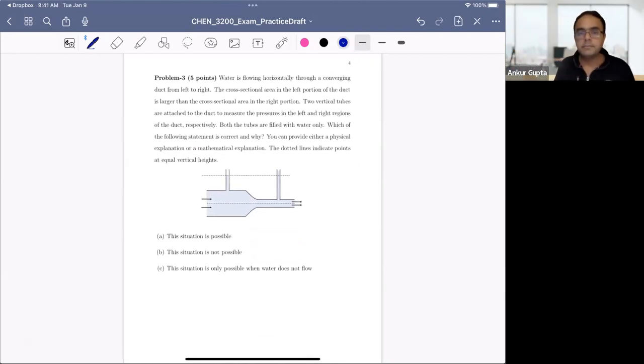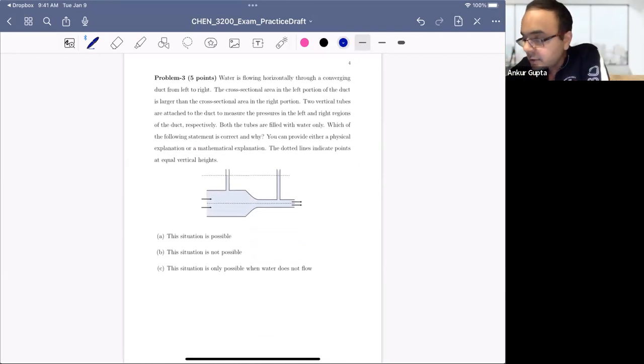All right, third problem. It's saying water is flowing horizontally through a converging duct from left to right. So water is flowing, and clearly this is a Bernoulli's kind of problem. I see here the area is higher than the area here. So it's converging. The cross section in the left portion is larger in area than the cross section in the right portion, which is the converging part.